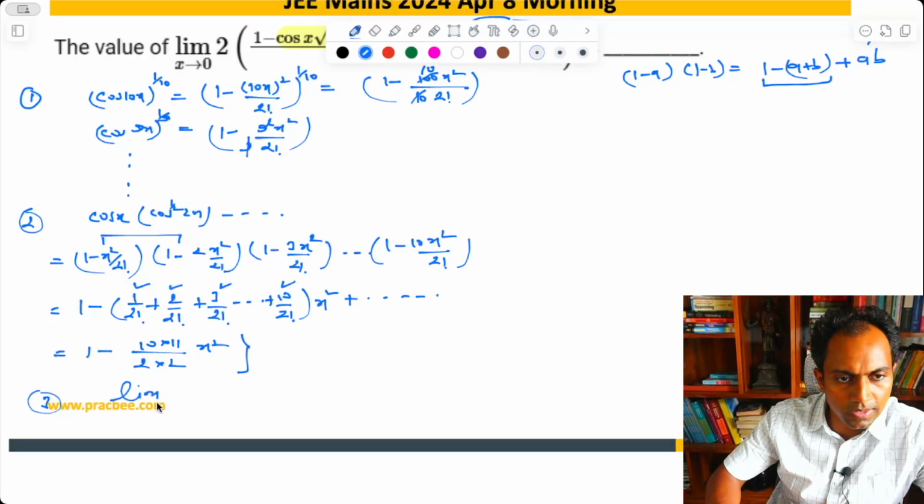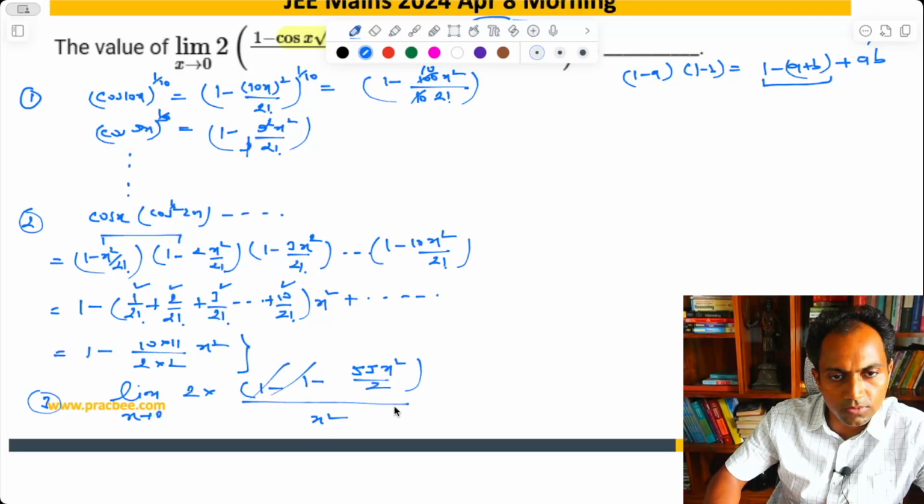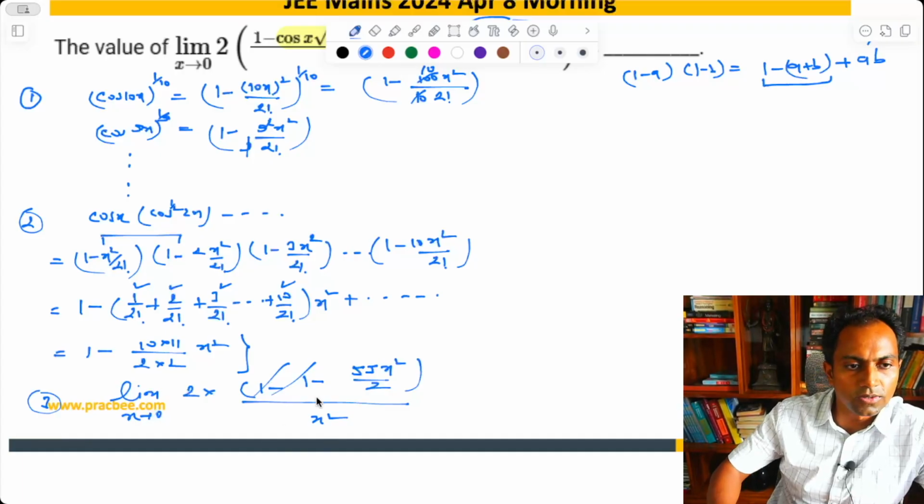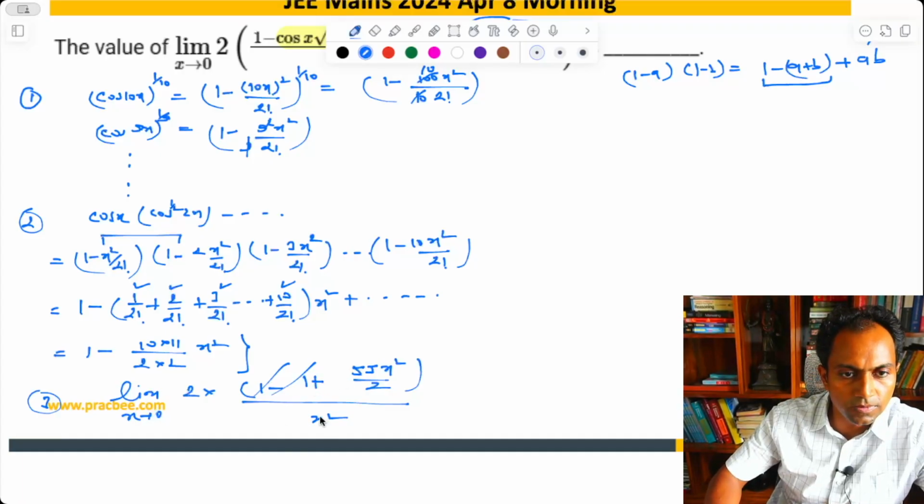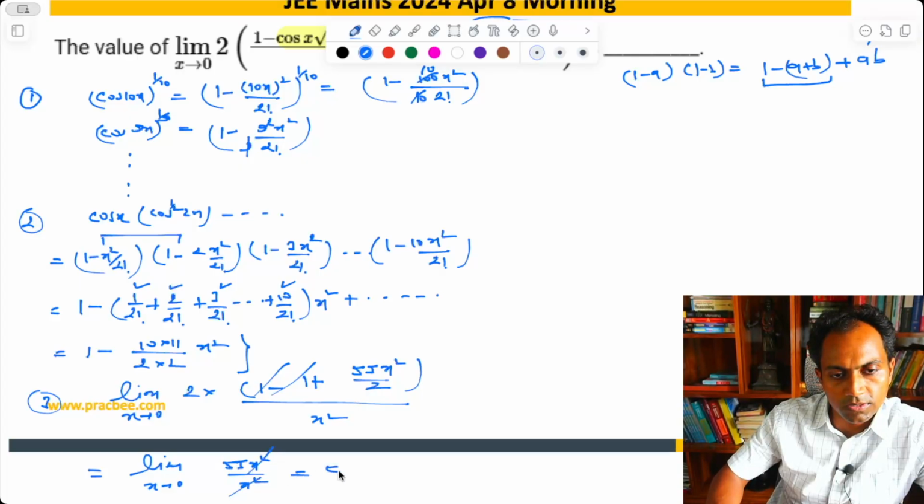So limit x tends to 0. You have 2 times 1 minus, if I substitute, the value becomes 1 minus 55 x square by 2, divided by x square. 1 gets cancelled out. After simplification, this will become plus. x square will also get cancelled out. So this becomes limit x tends to 0, 55 x square by x square. The answer becomes 55.